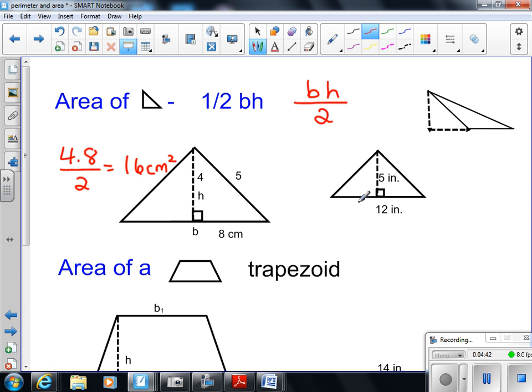Okay, let's find the area of this triangle. When you think you have it, give me your thumbs up. All right, what'd you get, Maddie?